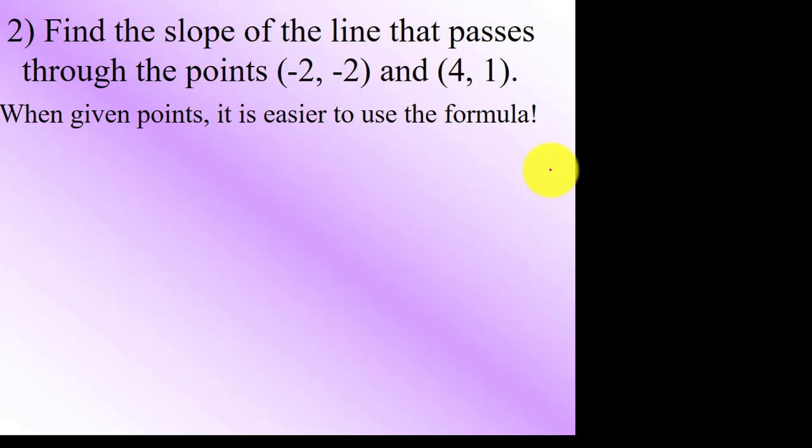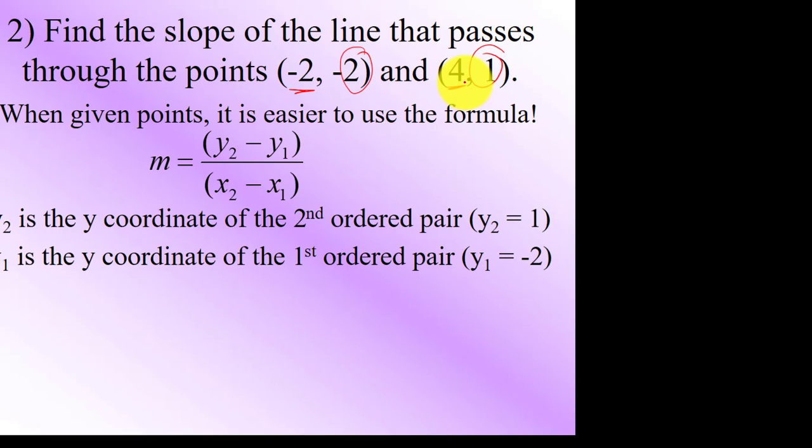When we're given ordered pairs, then the formula really is easiest to use. So the reason we had y sub 2 and y sub 1 is because we've really got 2 y terms here, right? Negative 2 and 1. And we really have 2 x terms, negative 2 and 4. Now, which one of those is y sub 2 or y sub 1 really doesn't matter. What does matter is that we're consistent. So in this particular example, they're going to use the second ordered pair to be their y sub 2, which means the second ordered pair is also going to have to be my x sub 2.